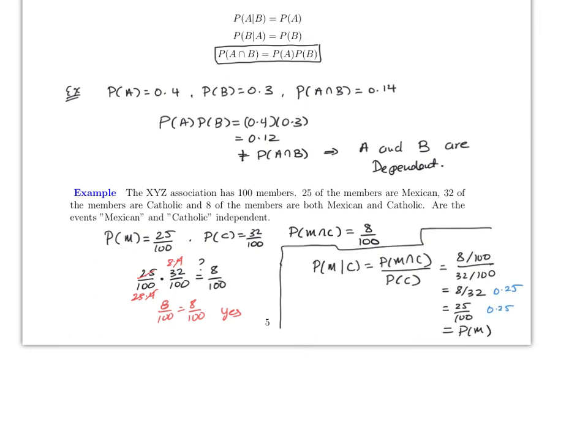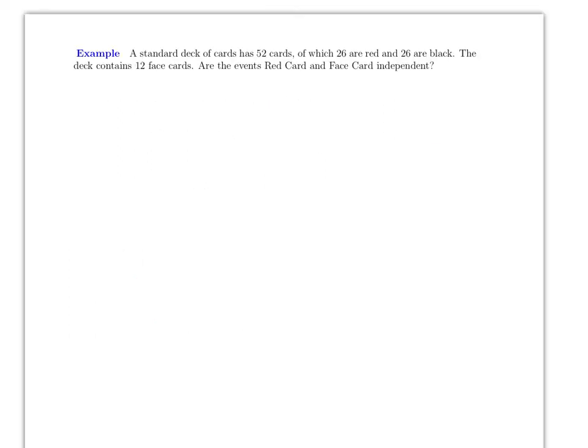So that's another way to check. Right, let's do another example here. The problem says the following: a standard deck of cards has 52 cards, of which 26 are red and 26 are black. The deck contains 12 face cards, and the question is the following: are the events red card and face card independent?